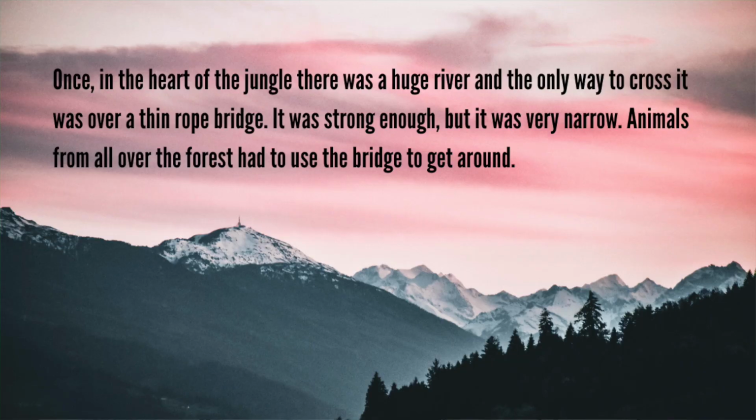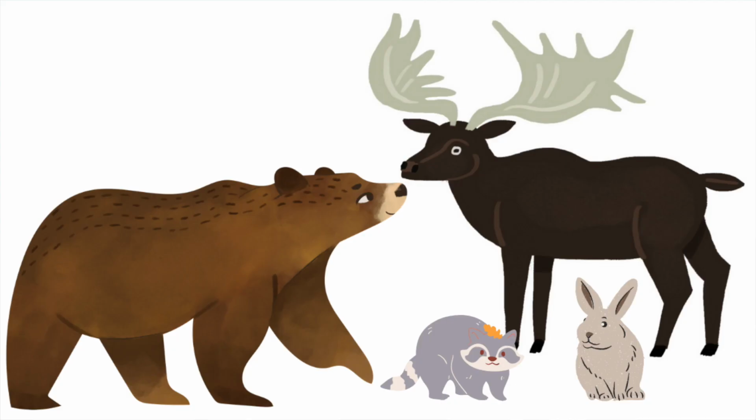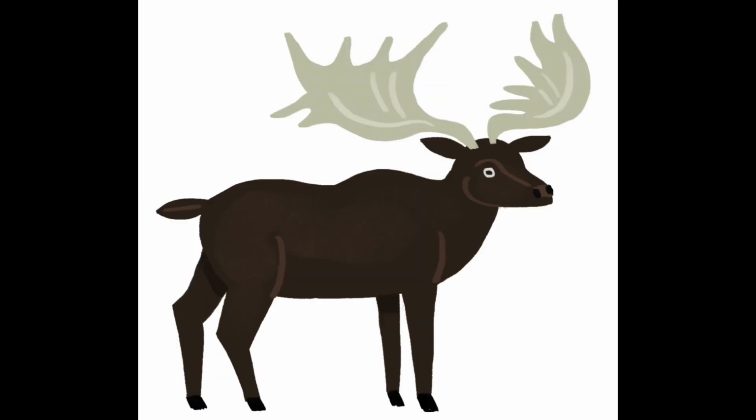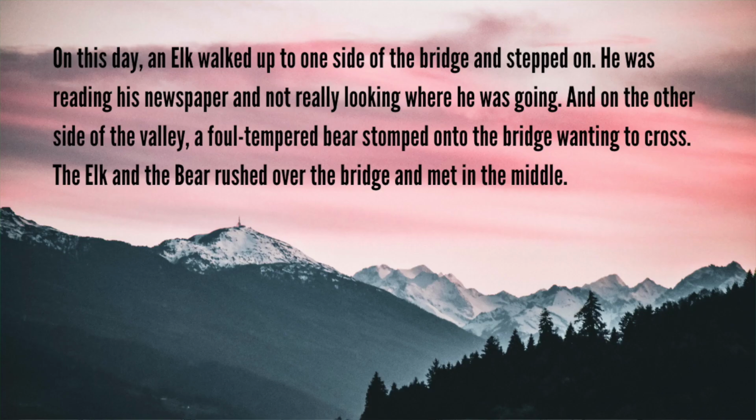Okay. Once, in the heart of the jungle, there was a huge river, and the only way to cross it was over a thin rope bridge. It was strong enough, but it was very narrow. Animals from all over the forest had to use the bridge to get around. On this day, an elk walked up to one side of the bridge and stepped on. He was reading his newspaper and not really looking where he was going. And on the other side of the valley, a foul-tempered bear stomped onto the bridge, wanting to cross. The elk and the bear rushed over the bridge and met in the middle.